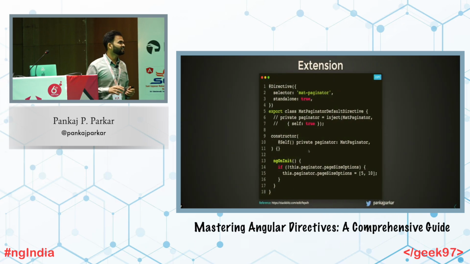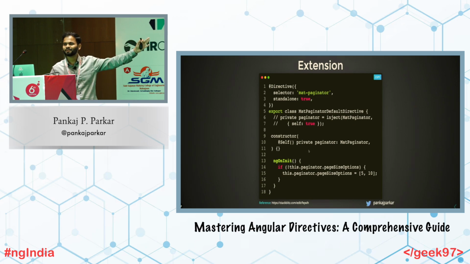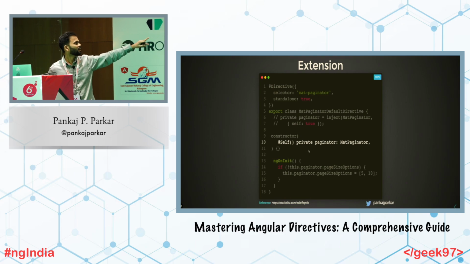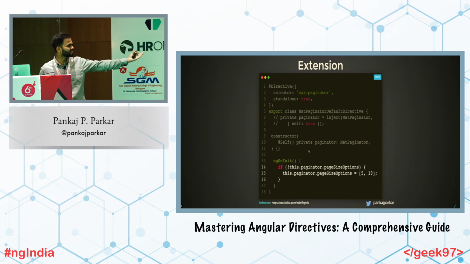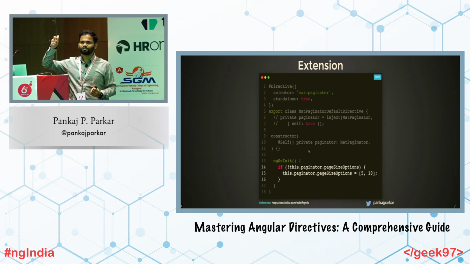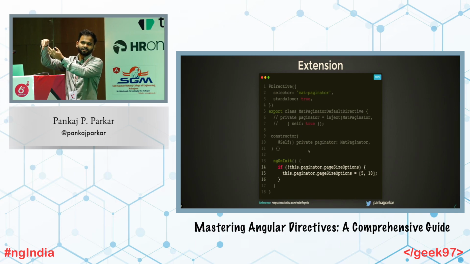So you can write a directive which will be very simple. You can mention the selector as mat paginator, same as what it has, and then you have to inject one property at the constructor level, which is dependency injection. You get the paginator instance and then set it to whatever you want, like I set it to 5, 10. So it will only show two options whenever you use mat paginator, unless you provide an explicit input to it.